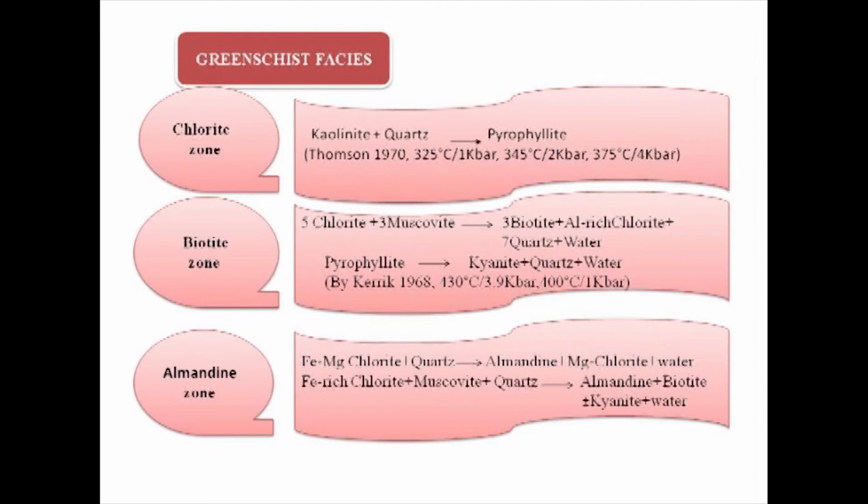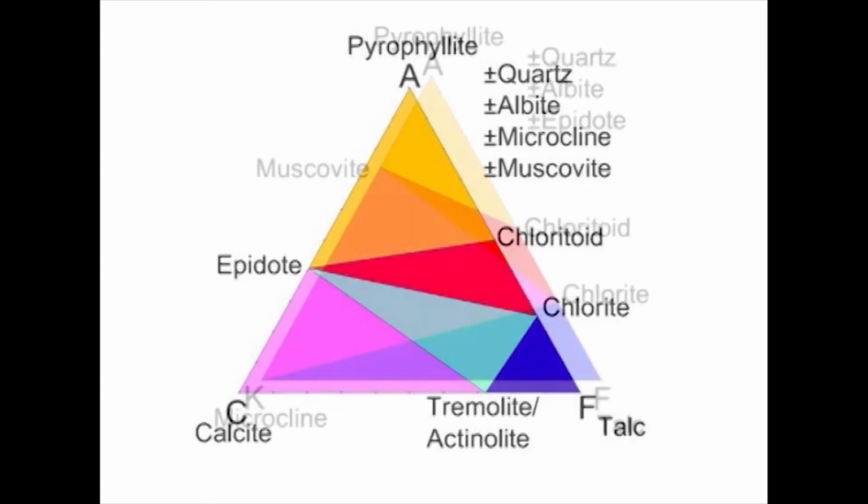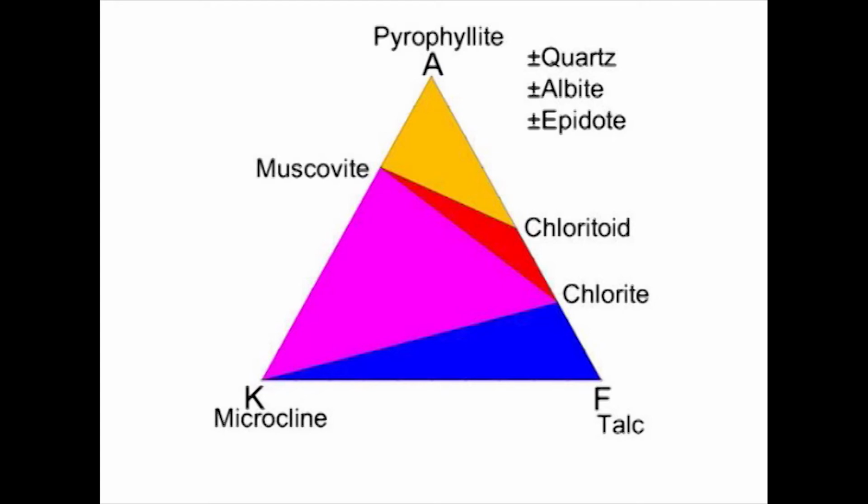centigrade 4 kilobar. The greenschist facies are characterized by the abundance of green colored minerals, for example chlorite, epidote, actinolite. Chloritoid occurs in pelitic schists that are richer in FeO and Al2O3 and poorer in K2O. Other diagnostic minerals are mica, muscovite and biotite, microcline, pyrophyllite, kyanite and garnet.